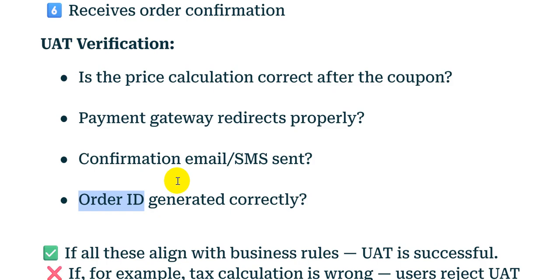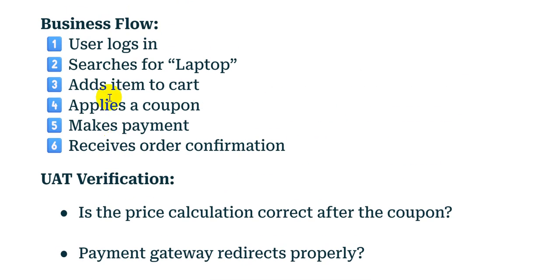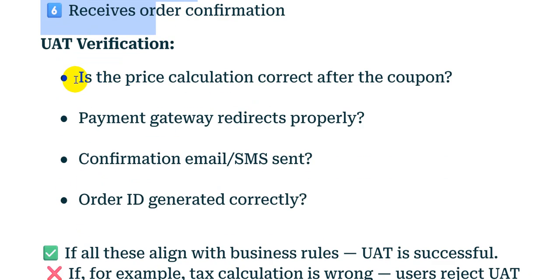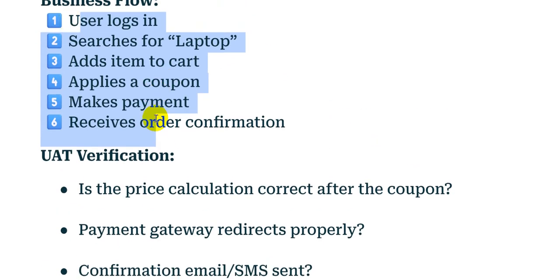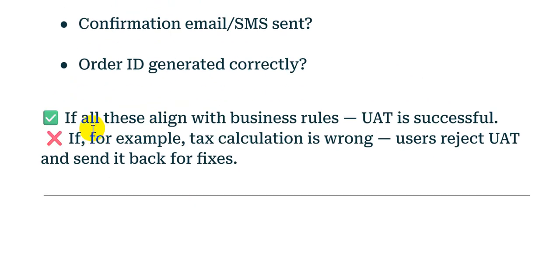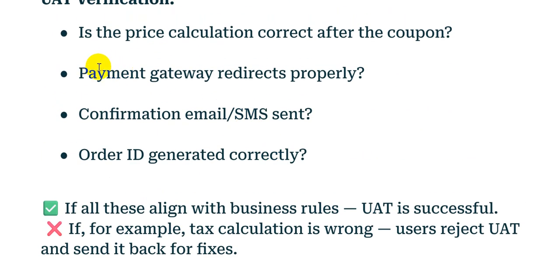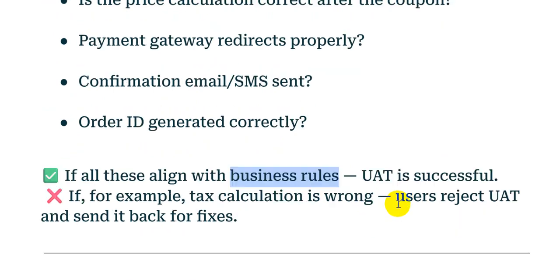I hope everyone has used a shopping app like Flipkart, Amazon, Myntra. There are many shopping apps. So I hope everyone is aware of this flow and this kind of verification. But try to understand this is the process that happens during UAT. If all these steps and verifications align with the business rules, then we can mark the UAT as successful.